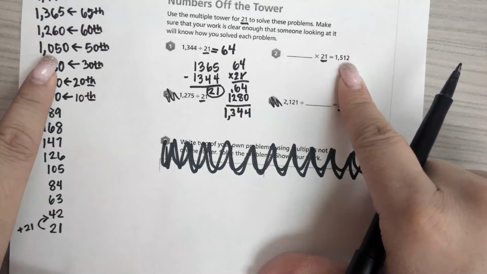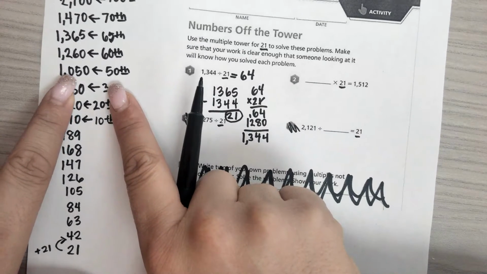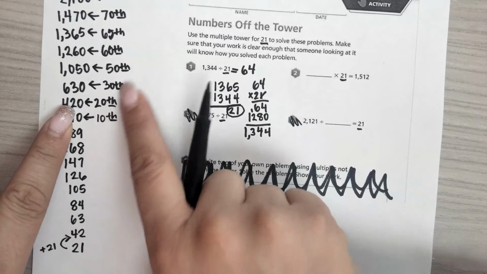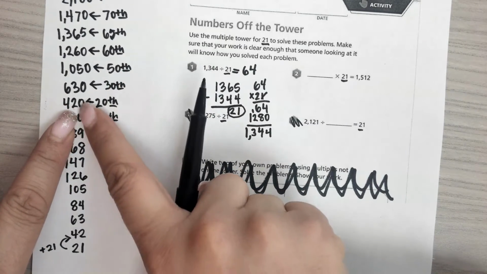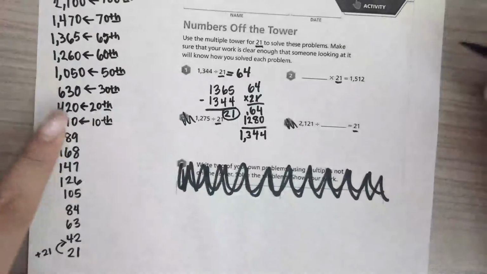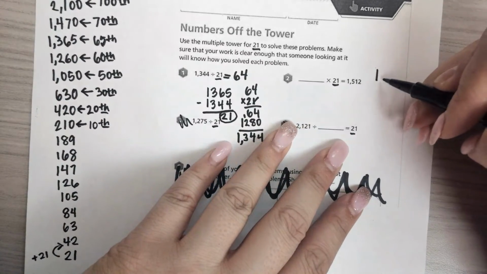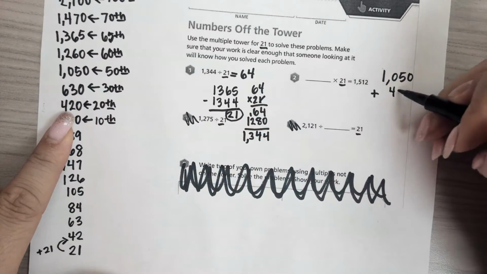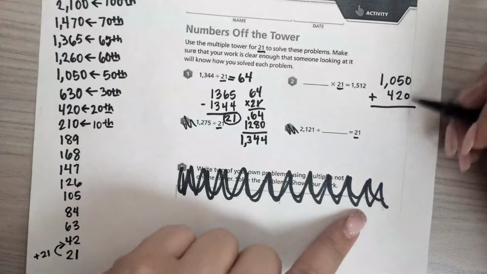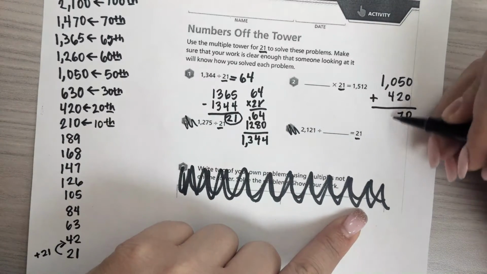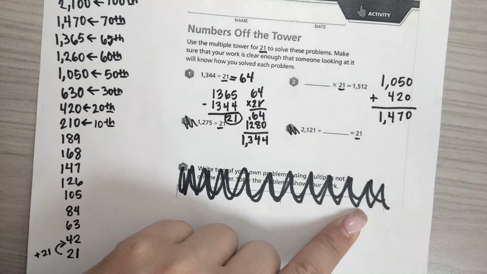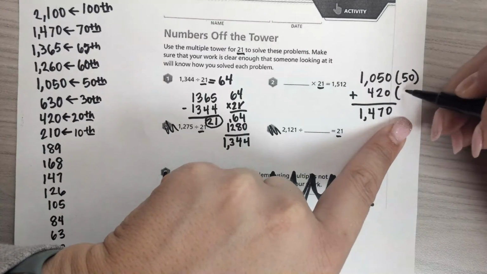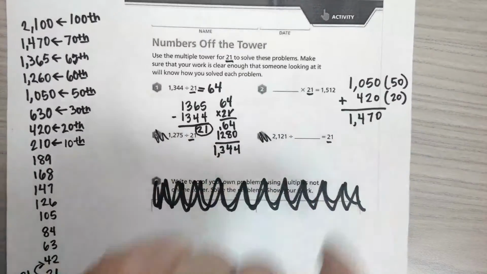Well, I know that the 50th multiple here equals 1050. So what I could do is add the 50th multiple plus the 20th multiple. All right, so let's add those two together. So 1050 plus 420. Okay. 0 plus 0, 5 plus 2, 4 plus 0, and 1 plus nothing is 1. So far I have 50 21s and I have 20 21s, right?